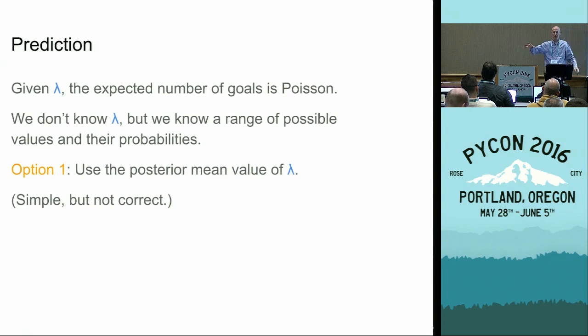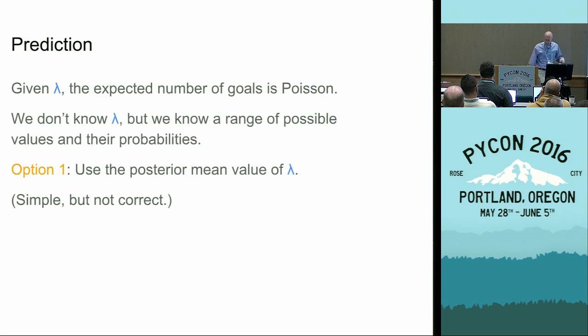Again, if that's familiar to you, good. If not, I'll show you how it works. So if we know lambda, we can make predictions. The problem is that we don't know lambda. We have a distribution for lambda. So one possibility, which is simple and wrong, is to take the mean of that posterior distribution.